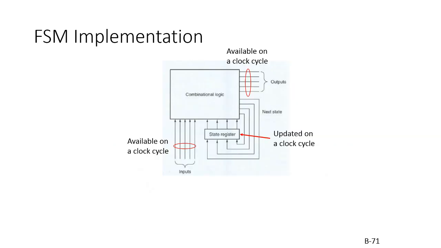This is one example demonstrating that a finite state machine implementation is going to consist of both combinational and state logic. You can see right here that the inputs are available on a clock cycle. Because of this, it controls that all of this now becomes dependent on clock cycles.